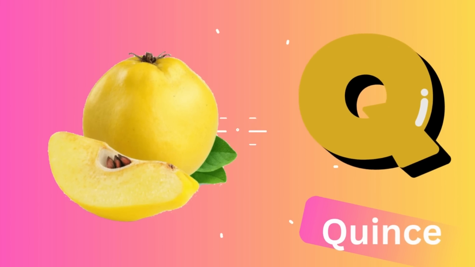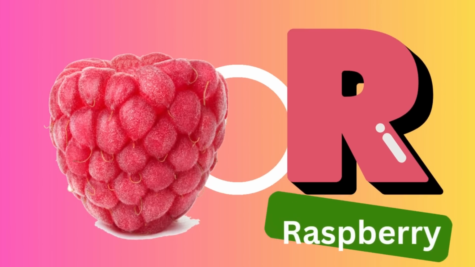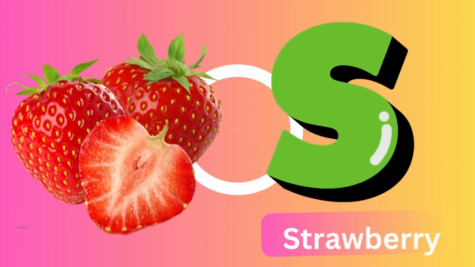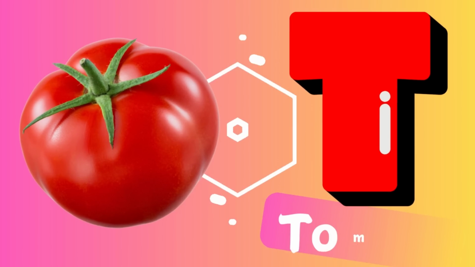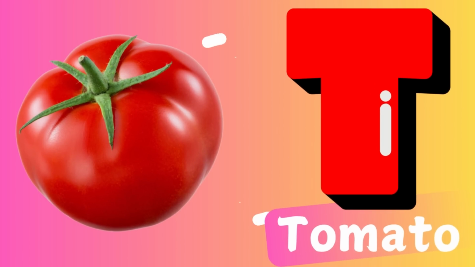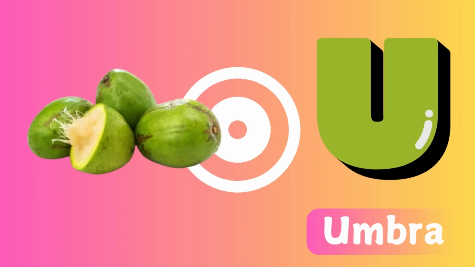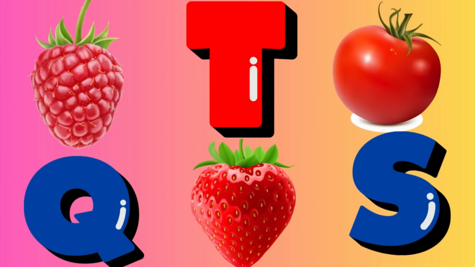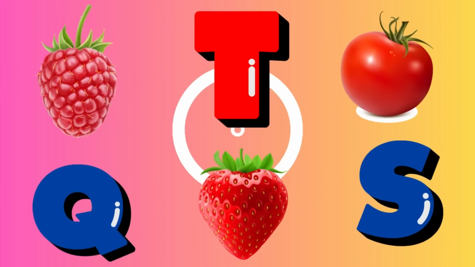Q is for queens, R is for raspberry, S is for strawberry, T is for tomato, U is for umbrella. It's ABCD fruit song.